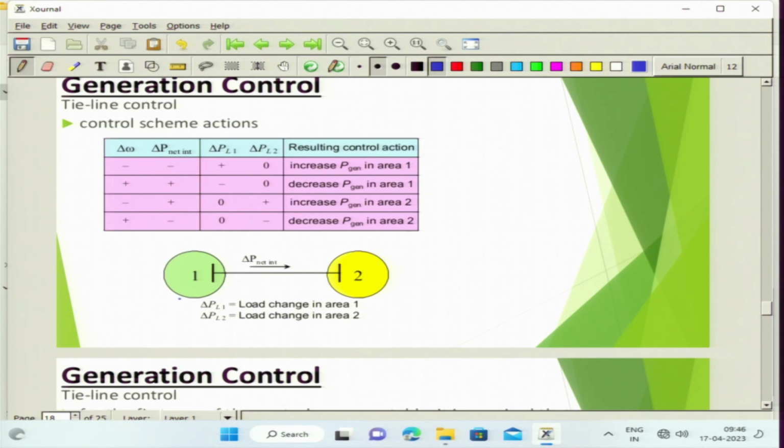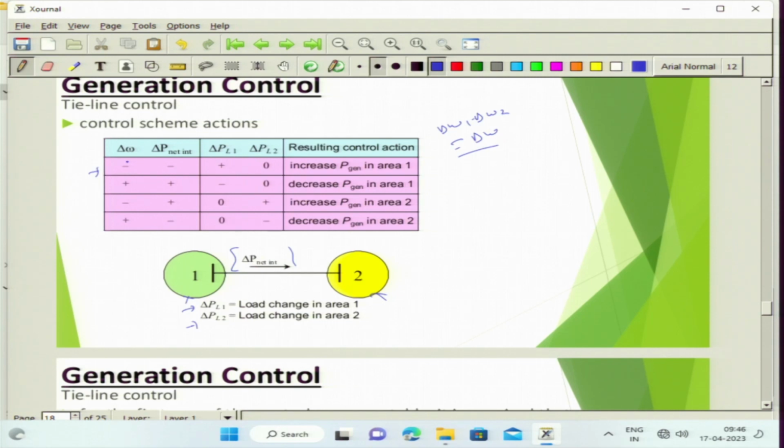Now you see there are two networks, network 1 and network 2 here. They are interconnected, and as per convention delta P net interchange is the power which is flowing from network 1 to network 2. If this is positive, that means power flow is happening from network 1 to network 2. Delta PL1 is the load change in area 1, delta PL2 is the load change in area 2. Now let us try and figure out all permutations and combinations. So delta omega, that means change in frequency, change in speed, is the net change in speed, which is delta omega 1 minus delta omega 2, equal to delta omega, the overall change in speed or overall change in frequency basically.